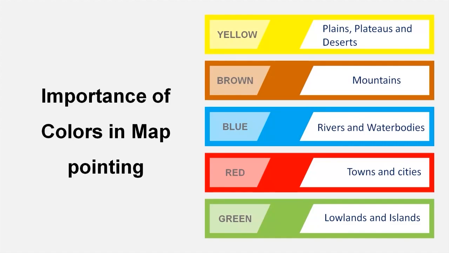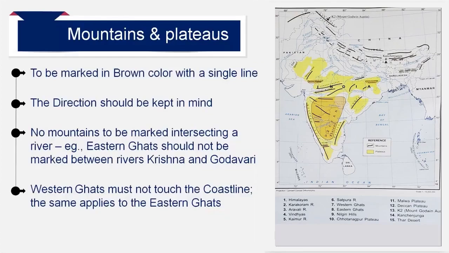Soils can be marked as specified, for example, black soil in black and red soil in red. Towns must be marked in a red dot. The capital city must be marked in a red square. Population must be marked in yellow with a small area dotted with brown as shown in the map. Lowlands and islands must be marked in green. Mountains must be marked in brown with a single line.